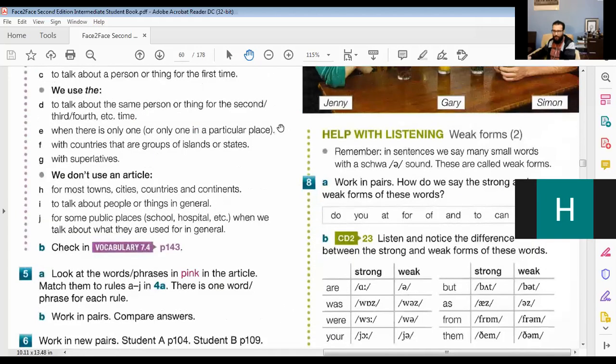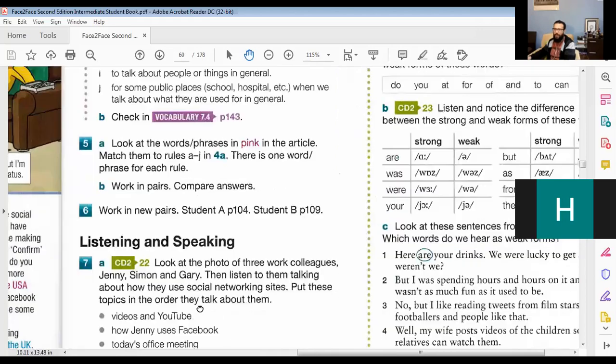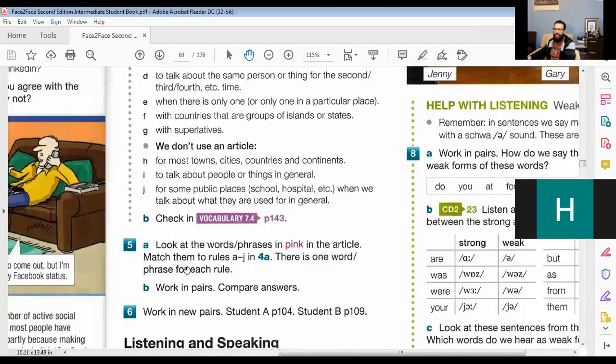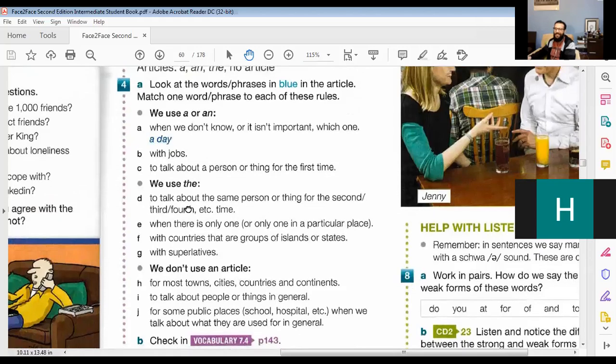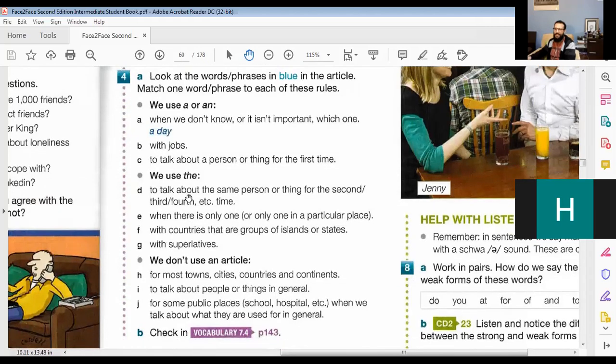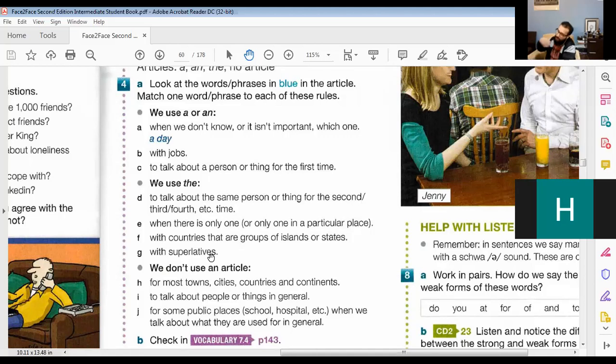No, we're not assigning it, but in the workbook you'll find the one you're talking about. I think it's easy because you don't have to remember why you use the or a or an here. You just put the article. Yeah, it's easy. Here it's also easy because, like Sana said, we don't have to think of it ourselves. We just need to match the use with the rule. That's all.